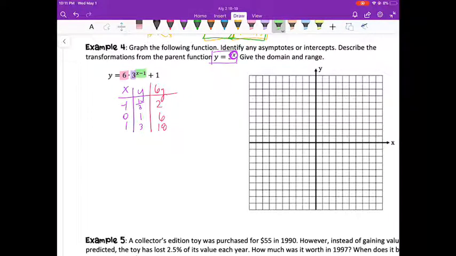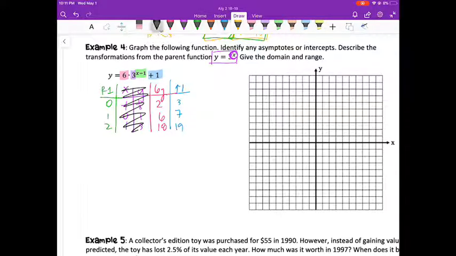Then we've got this horizontal translation to the right one whenever we see that x minus 1. So we take each of our x coordinates and we add 1. So we got 0, 1, and 2. So we've now done away with those. And lastly, we've got this vertical translation up 1 that we have at the end. So we've got 3, 7, and 19.